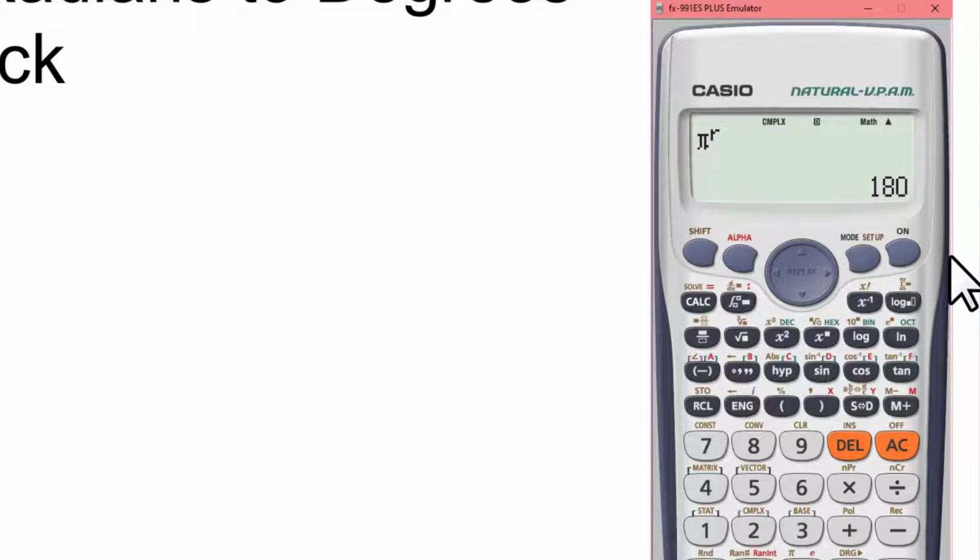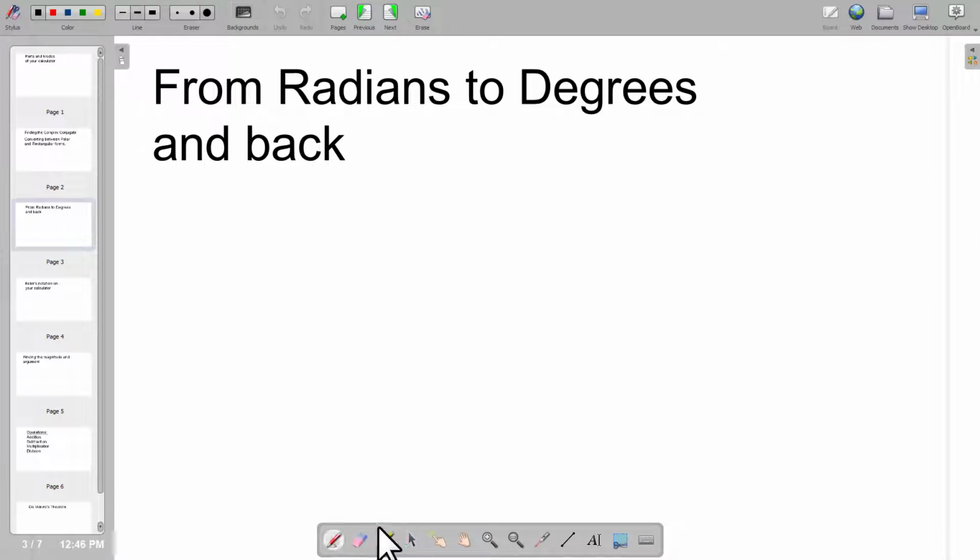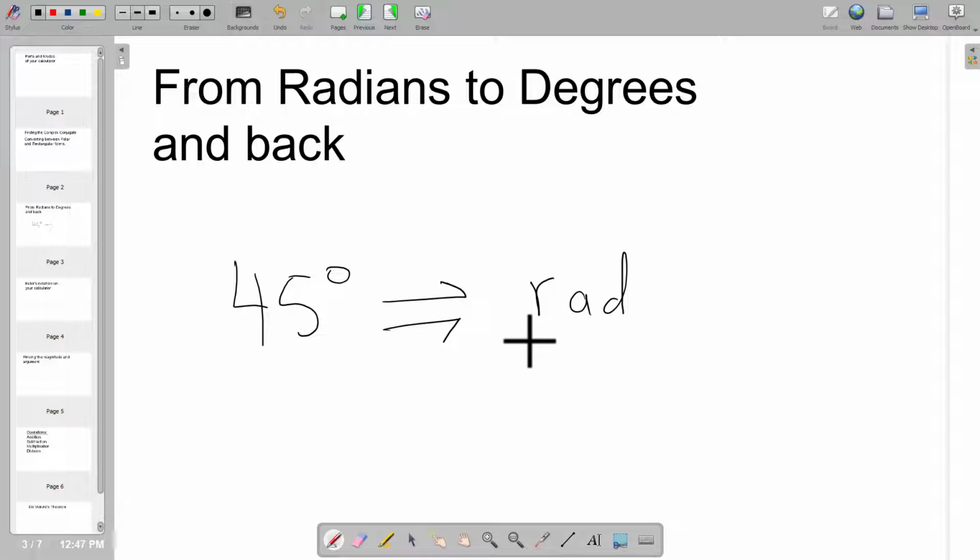Now let's try to convert 45 degrees into radians. So you think about it. What do you want your final answer to be in? So 45 degrees, let me quickly write that. 45 degrees, you want to convert this into radians. Now you know that you want your final answer to be in radians and your starting unit is in degrees.